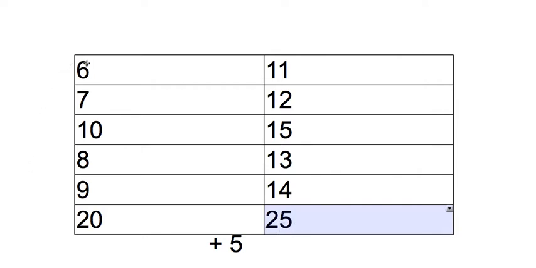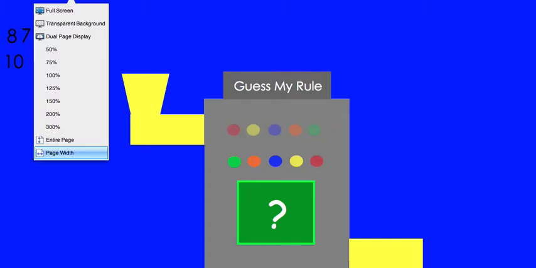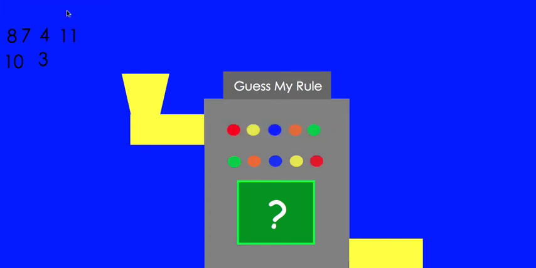So you're looking to see what is the relationship between the input and the output, and then the rule is applied to each number. If we look at this example, this time the function machine has a rule, but we don't know what the rule is. So we're going to put in our numbers, and we're going to see what our output is.